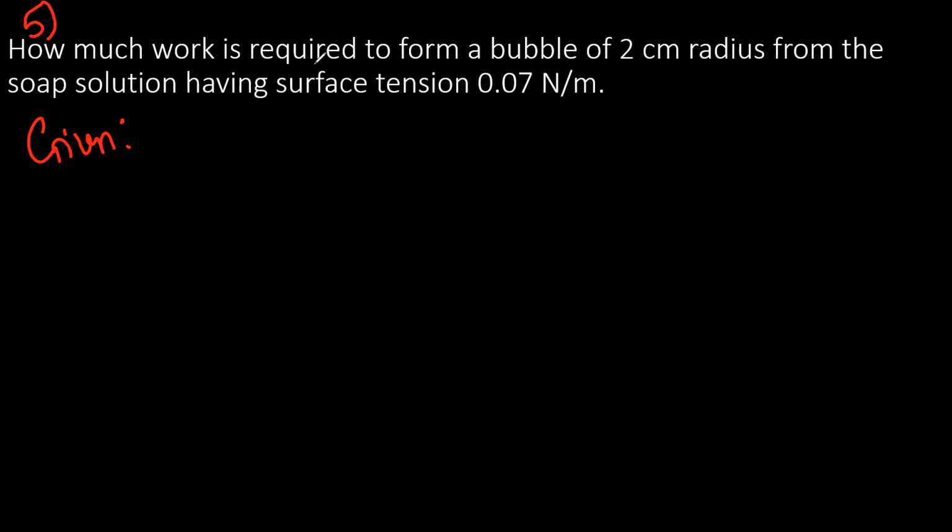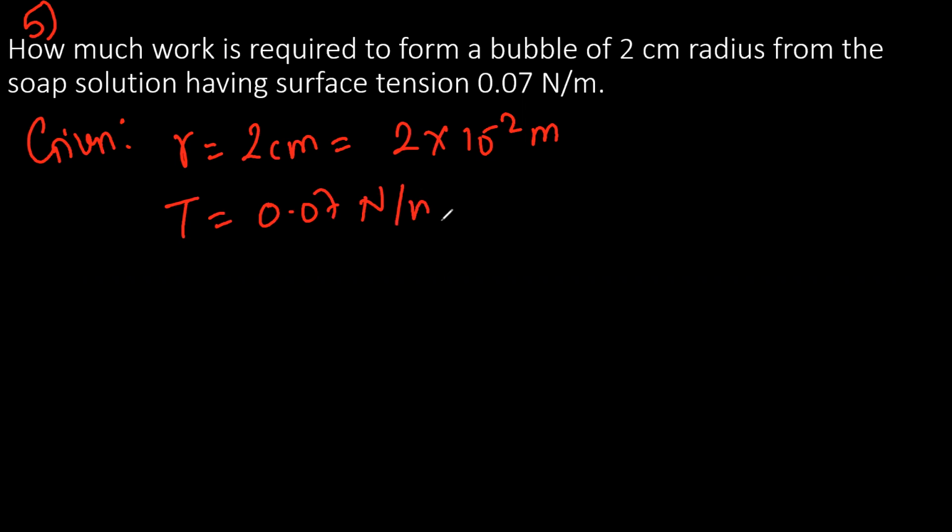How much work is required to form a bubble of 2 centimeter? Convert into meter. Surface tension kitna diya? 0.07 Newton per meter. So we can convert it into 7 into 10 raised to minus 2 Newton per meter. Okay. We need to find the work done that is required.